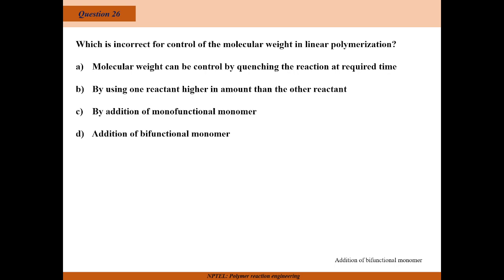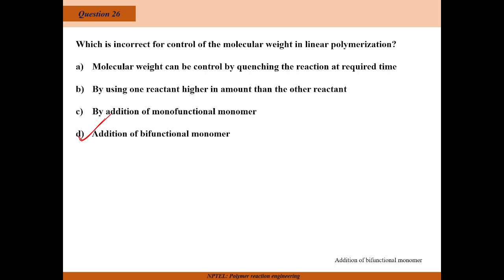On either side, basically. Since this is bifunctional, it can also form parallel chains. Then the whole linear polymerization will go on, and there will be cross linkings happening in between, and the linear nature of the polymerization process itself will be affected. When a bifunctional monomer comes in between, it can cause cross linking to happen, and the whole linear nature of the polymerization will be lost. So the answer is addition of bifunctional monomer.